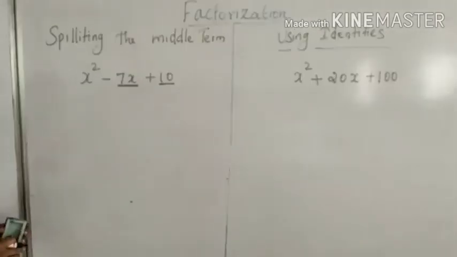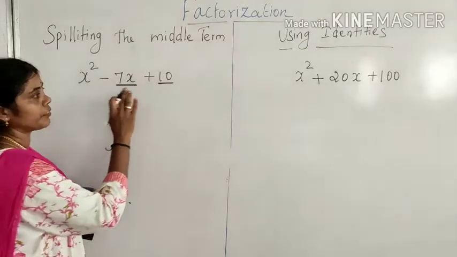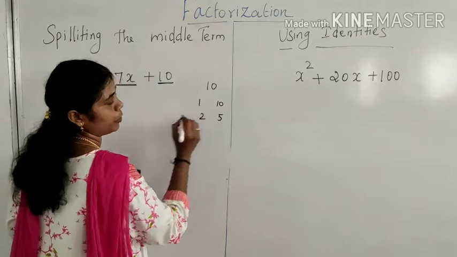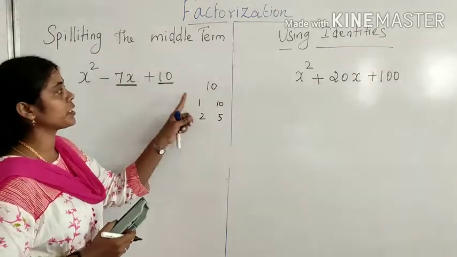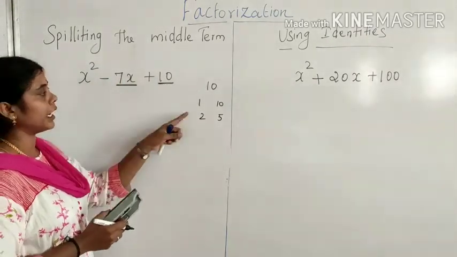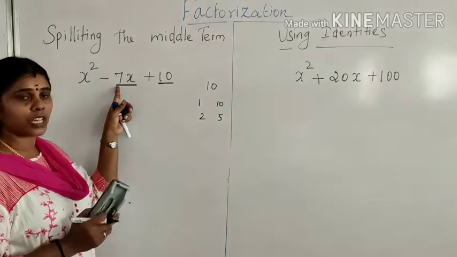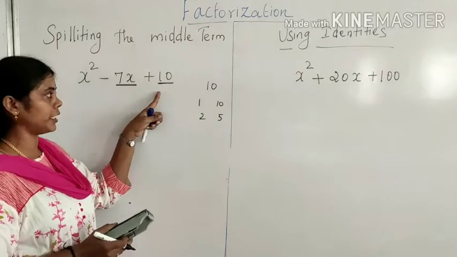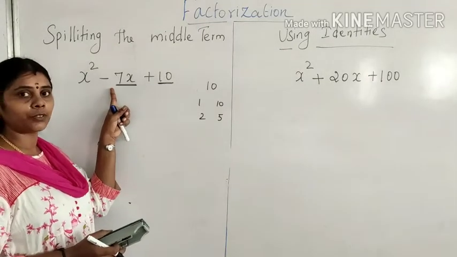Suppose here it is minus. How can I solve? The factors remain the same: 1 into 10, 2 into 5 only. Right? So 1 into 10 will give 10, but it will not give 7, and that too minus 7. But here 2 into 5 will give 10, but how will minus 7 come?